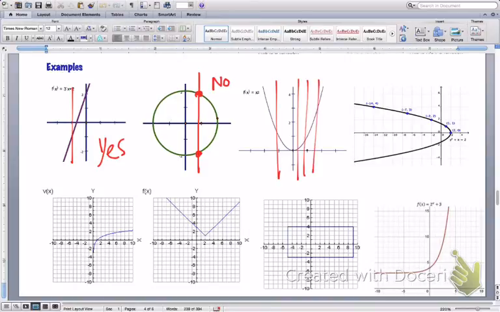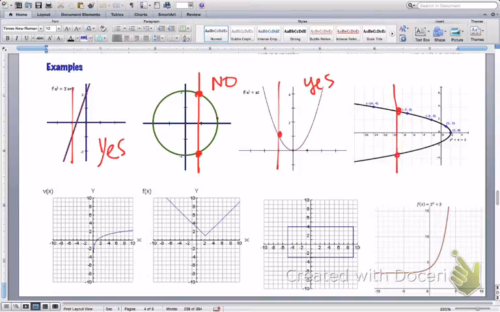Next one, anywhere I can draw this vertical line that hits it more than once? As I draw a whole bunch of these, do you see that every time it only hits it one time? So there's nowhere that it hits it more than one time. So this is a function. Next one, can I draw a line vertical somewhere? Let's say right here. It fails the vertical line test, so this is not a function.